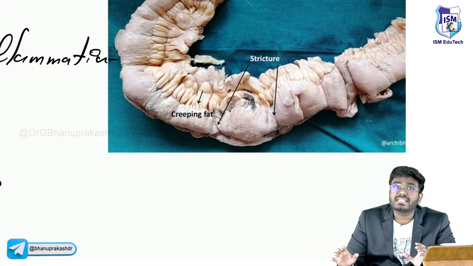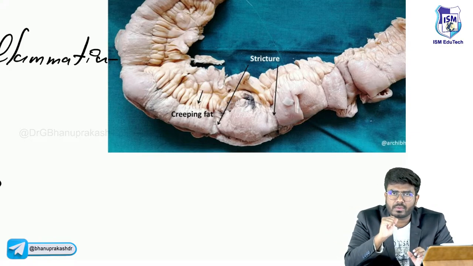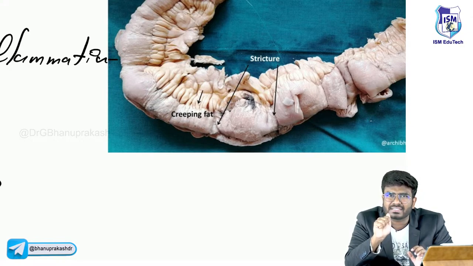Now, as the inflammation is healing, is scar formation going to be there or not? Inflammation heals by scar formation. Scar formation is going to be there. Whenever scar tissue is getting formed, it's fibers, right? Fibers will contract the things.